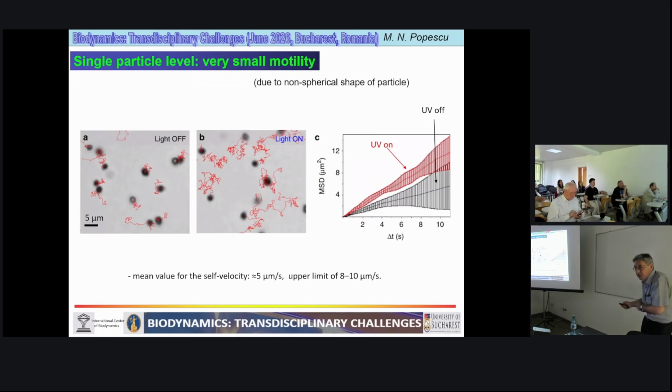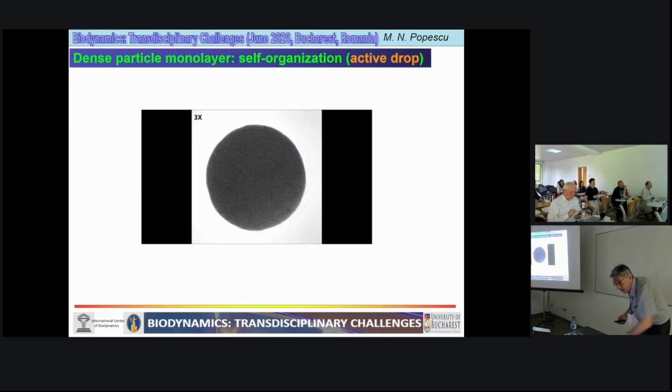So their motion, if you have no light, is just Brownian diffusion. If you have the light, it's a little bit of enhanced Brownian diffusion. It just makes longer trips, and then it's still Brownian. You see here in the mean square displacement, this is with no light, this is with light, it's just a little bit of enhanced motion. So you'd say, well, there's nothing special about them, forget about it.